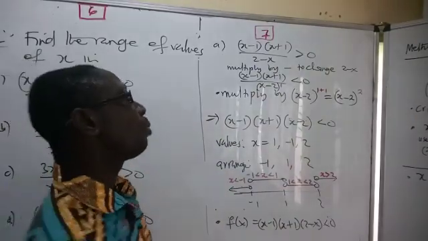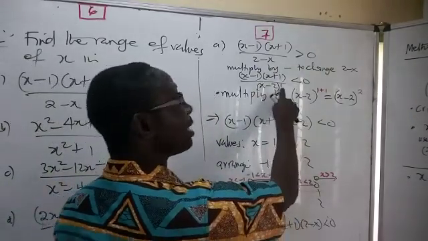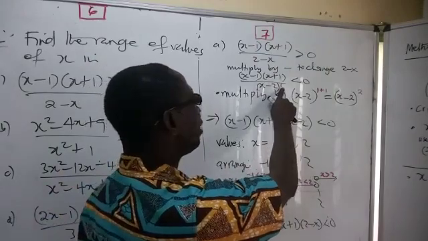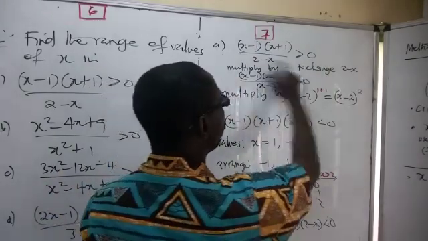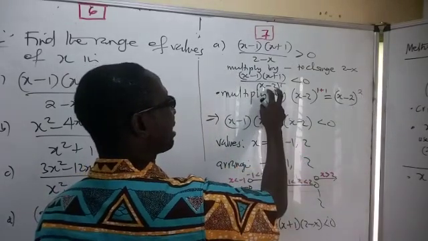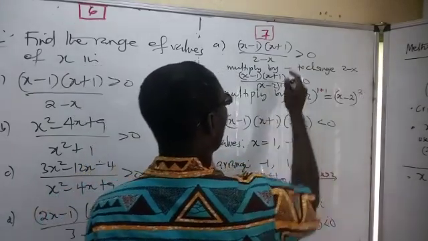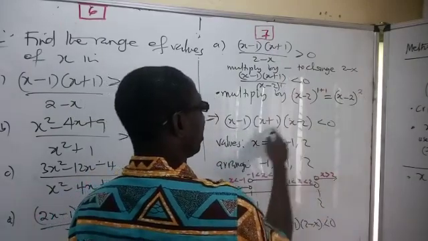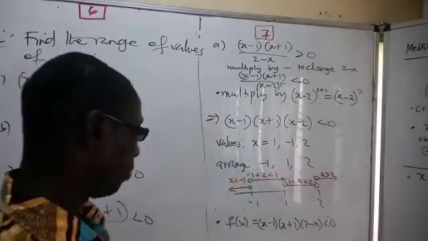Then the next thing is that we multiply by the denominator. You see the denominator has a power of 1 here. We multiply by the denominator of 2. So we multiply through by x minus 2 to the power 2. So this is going to cancel this by 1. So we have x minus 1, x plus 1, and x minus 2 is less than 0.